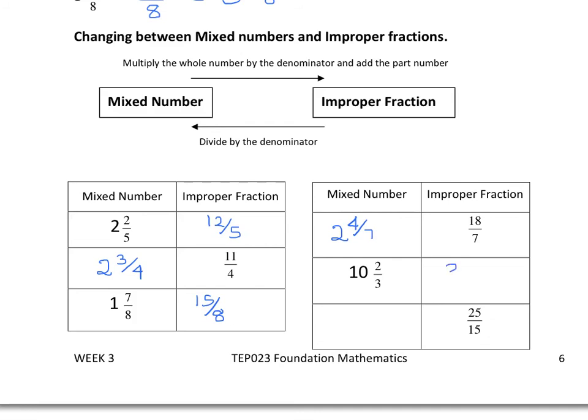10 2/3. I'll write it down, see if you get the same. 32/3. The next one, just be a bit careful of this one. 25/15. As a mixed number will become 1 10/15.